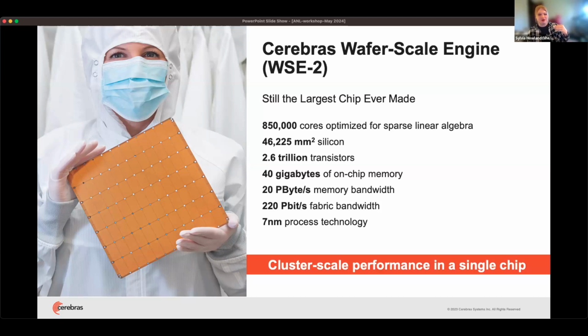And because we're operating on a single chip scale, we keep all of our memory, all of our compute on the same chip. We get some truly bonkers numbers for bandwidth. Specifically, you might notice 20 petabytes per second of memory bandwidth and 220 petabytes per second of fabric bandwidth. We're really proud of this. It's able to give us cluster scale performance on a single chip.